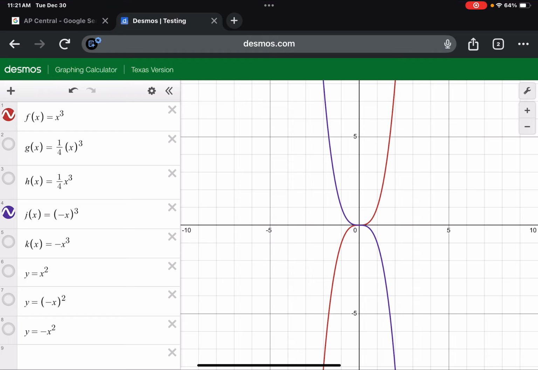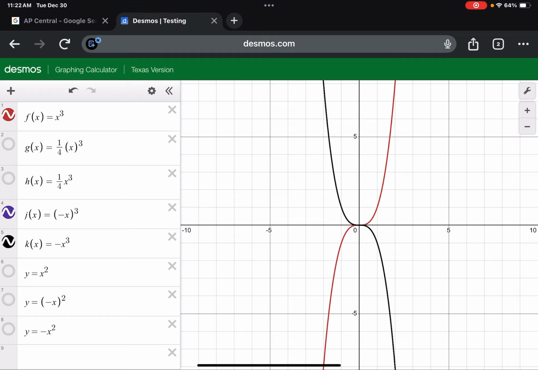But now look at problem number 5, where it says k of x equals negative x to the third power. Okay, this one's tricky. It's not in parentheses with x, so it's changing my y variables. My y variables are reflecting across the x-axis. So watch what happens. When I graph that function, the purple and the black function look exactly the same.